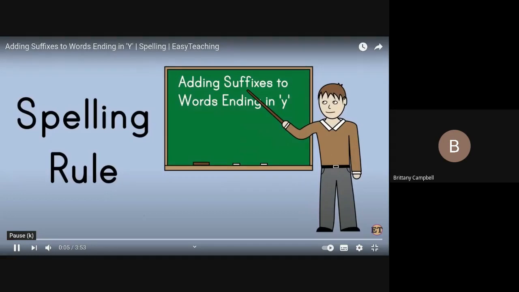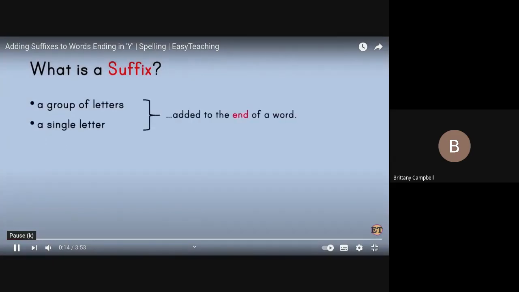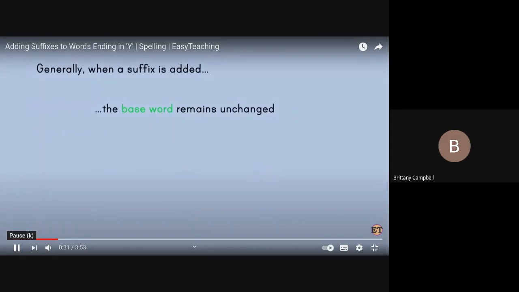Spelling rule. Adding suffixes to words ending in Y. A suffix is a group of letters, or a single letter, added to the end of a word. The suffix changes the word's function or meaning. Common suffixes include s, ed, ing, er, est, and ful, but there are many more. Generally, a suffix is added and the base word remains unchanged. For example, dog, dogs; talk, talked; wash, washing.